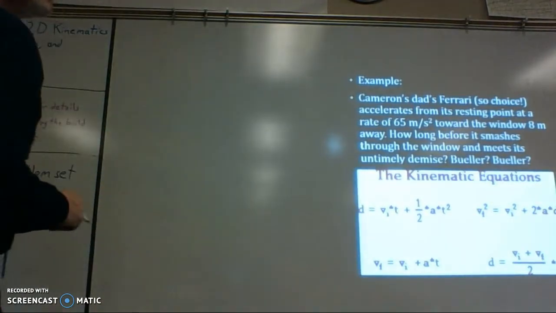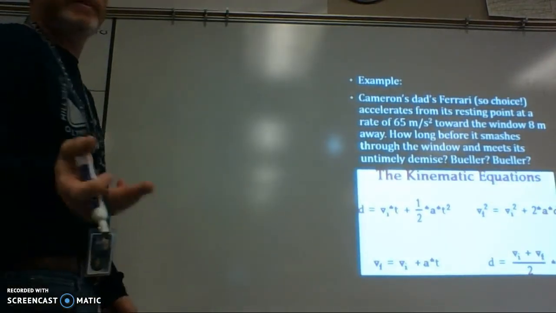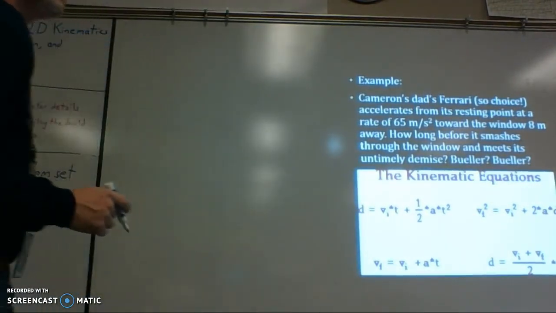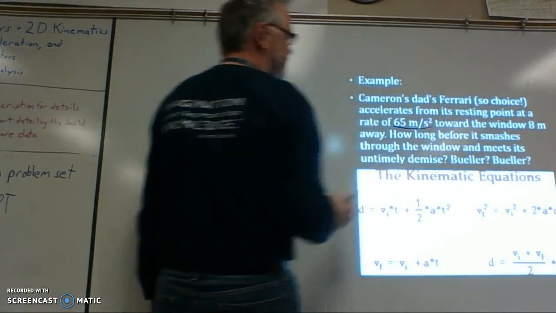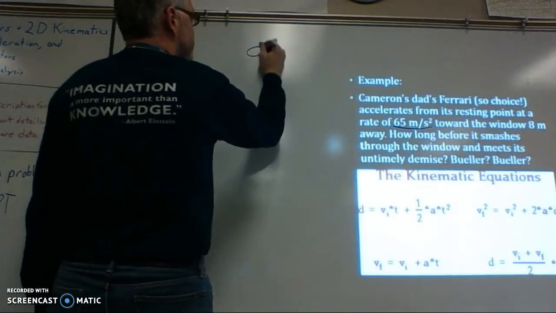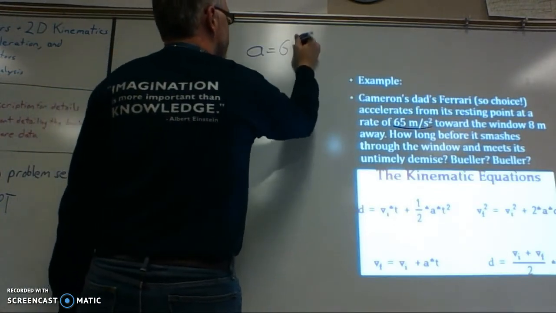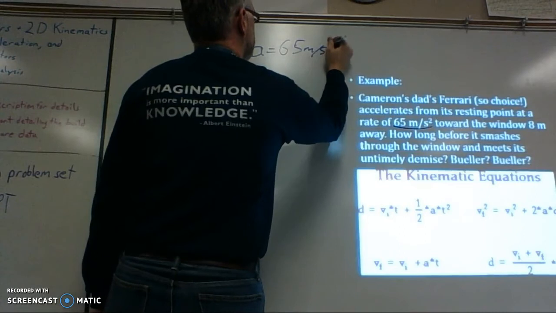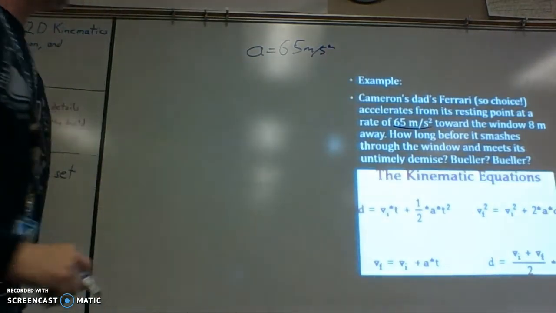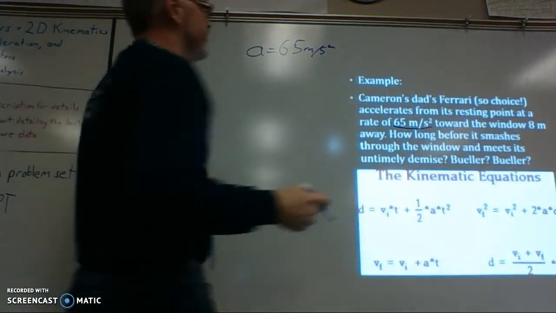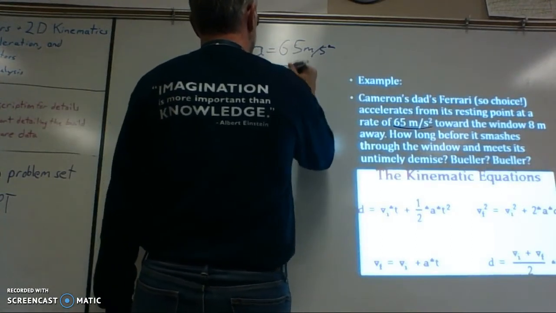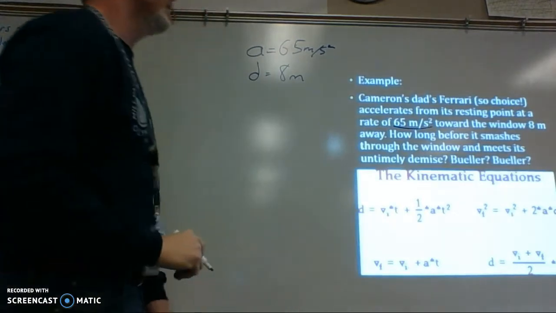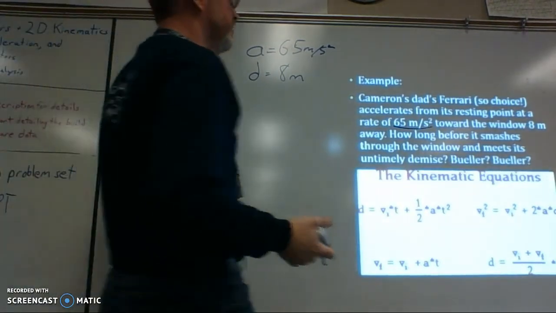So Cameron's dad's Ferrari, from Ferris Bueller, accelerates from its resting point at a rate of 65 meters per second squared. Immediately I know I have an acceleration. Acceleration equals 65 meters per second squared. Toward the window, 8 meters away. Okay, so I'm dealing with a distance of 8 meters. All right, those are explicitly given to me.